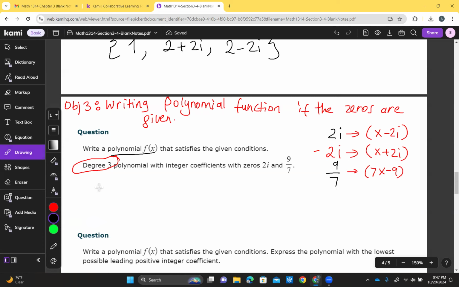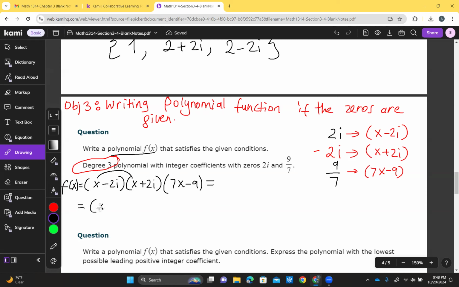So in order to answer this question, first, we're going to FOIL x minus 2i by x plus 2i. Once we have the answer to that, we're going to also multiply them by 7x minus 9 to find the f of x in this given question. This is how we do it. To find the f of x, we just have to multiply these three factors. So let's multiply x minus 2i and x plus 2i first.